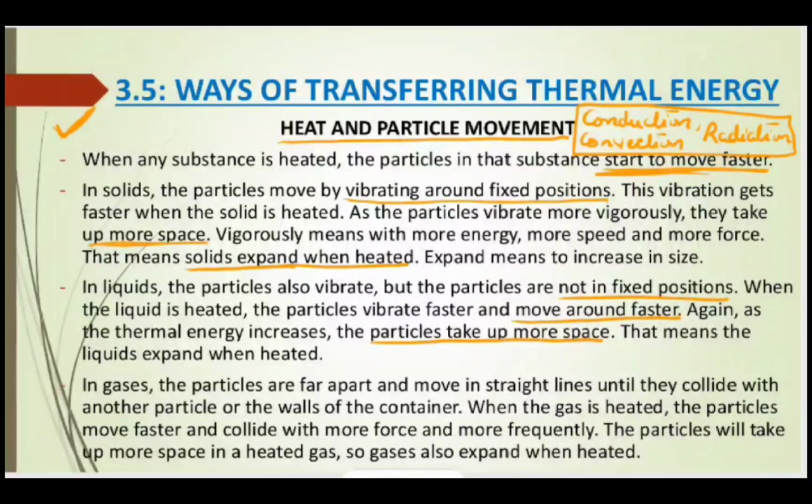In gases, the particles are far apart already and move in straight lines until they collide with another particle or the walls of the container. Now, when the gas is heated, the particles move faster and collide with more force. They also collide more frequently because they're moving fast. The particles take up more space in a heated gas, so gases also expand when heated.